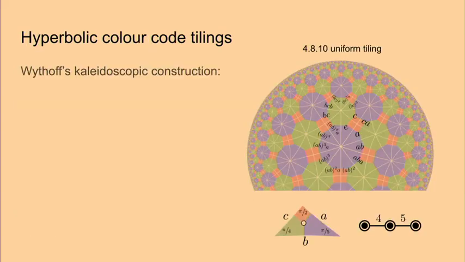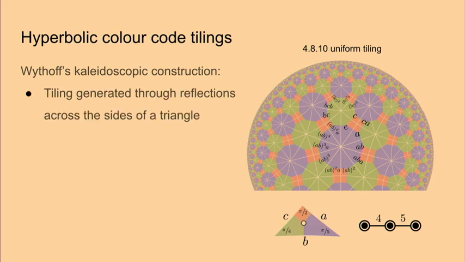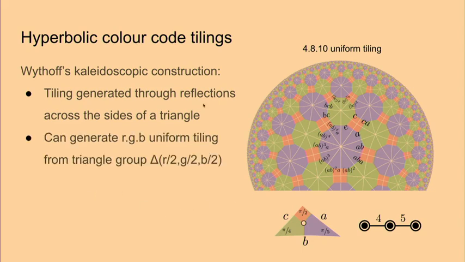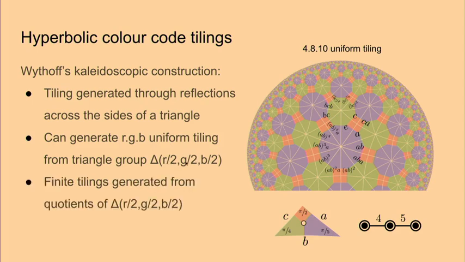So in our work, for the color code tilings we construct, we use Wythoff's kaleidoscopic construction. The tiling is generated through reflections across the sides of a triangle. For example, on the right here, there's the 4, 8, 10 tiling. This is the vertex configuration of this uniform tiling, which means that each vertex is surrounded by 3 faces with 4, 8, and 10 sides. And we can more generally generate an R, G, B uniform tiling from the triangle group generated by a triangle with internal angles π/R, π/G, and π/B. Then we generate finite tilings from quotients of these groups.